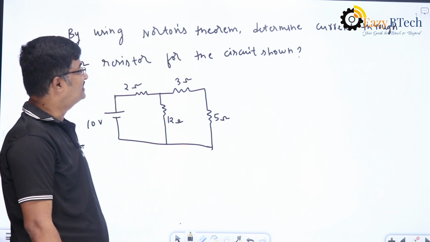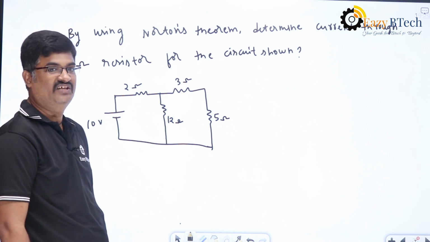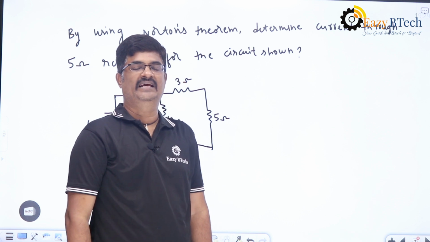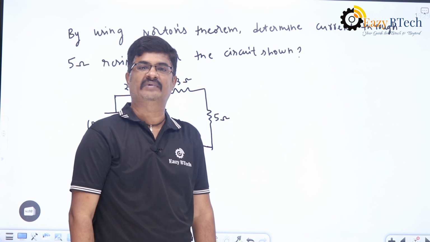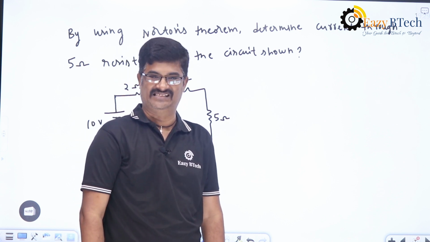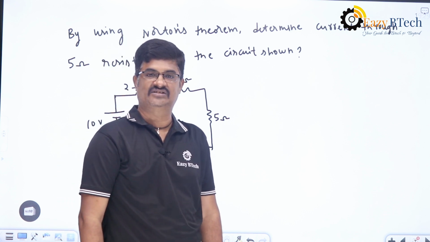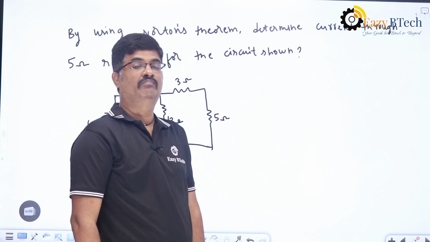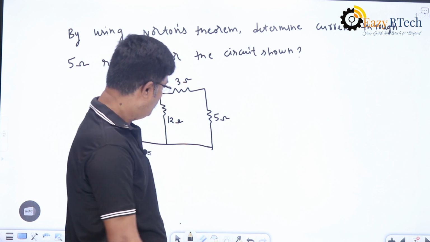This problem is asking, by using Norton's theorem, determine the current through the 5 ohm resistor for the circuit shown. The statement of Norton's theorem: a linear bilateral network having a number of voltage sources and resistances can be replaced by a simple equivalent circuit having a current source in parallel with a resistance. The current source is the Norton's equivalent current and the resistance is the Norton's equivalent resistance, which is found by making the voltage sources short and current sources open circuit.